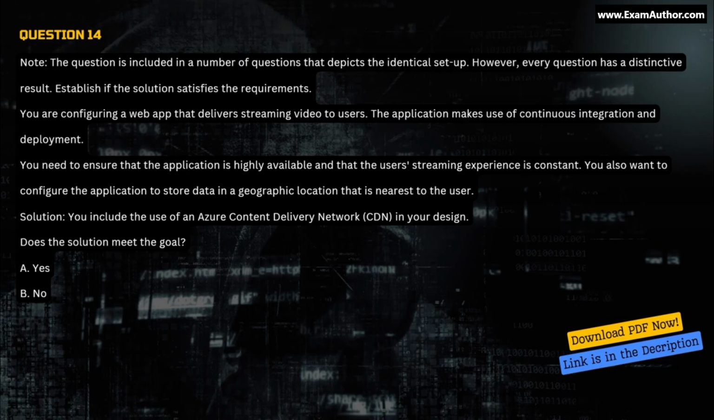You are configuring a web app that delivers streaming video to users. The application makes use of continuous integration and deployment. You need to ensure that the application is highly available and that the user's streaming experience is constant. You also want to configure the application to store data in a geographic location that is nearest to the user. Solution: you include the use of an Azure Content Delivery Network (CDN) in your design. Does the solution meet the goal?